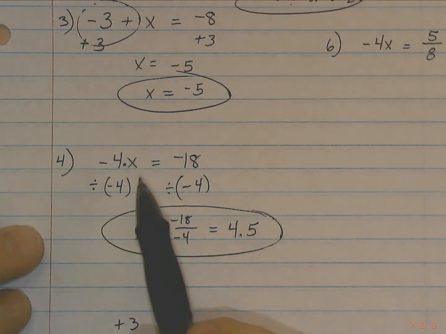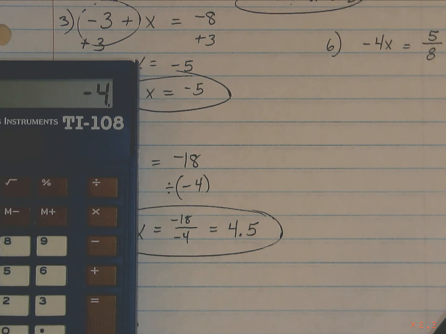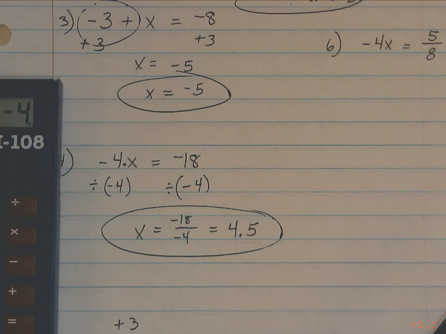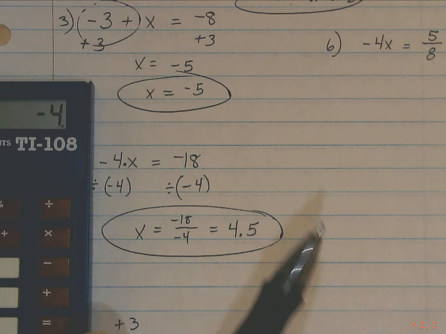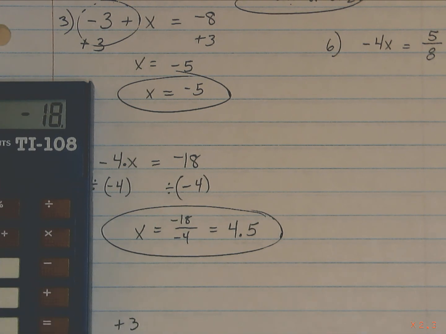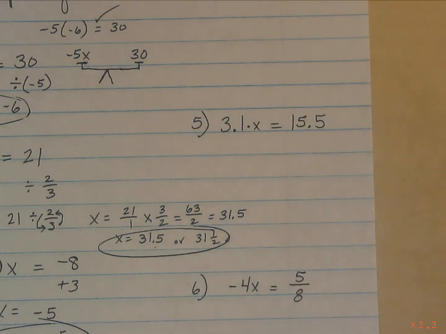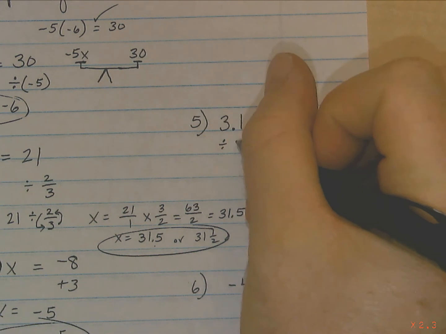You can plug that back in here, see if it works. Let's go ahead and check that out. So -4 times 4.5 equals -18. Sure enough, it works. All right, number 5. What's the opposite of multiplying by 3.1? We want to divide both sides by 3.1.